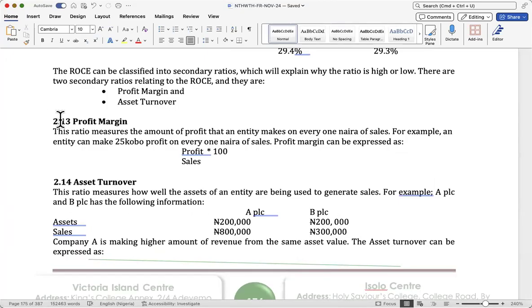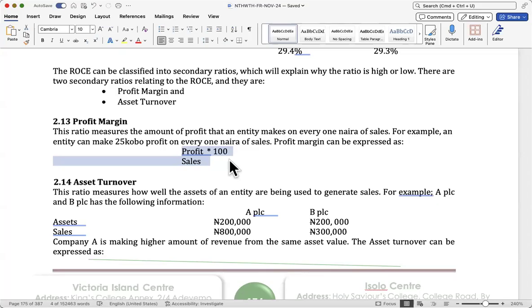Now, there's another one, which is profit margin. Profit margin is calculated as profit over sales multiplied by 100. This profit margin looks at the amount of profit an entity makes on every 1 naira of sales.